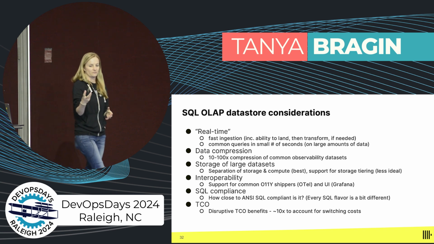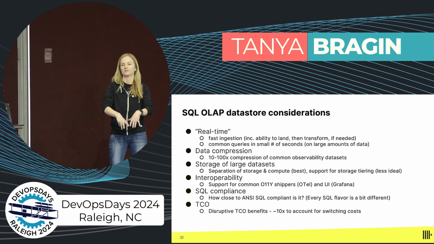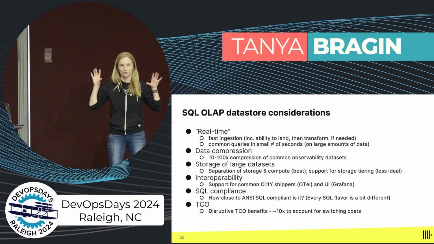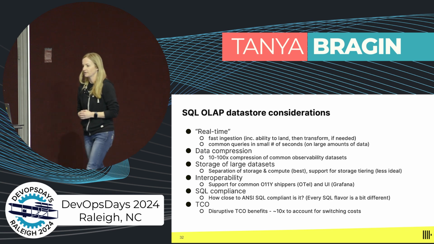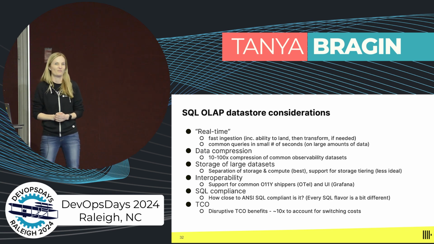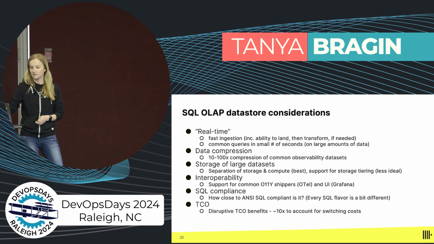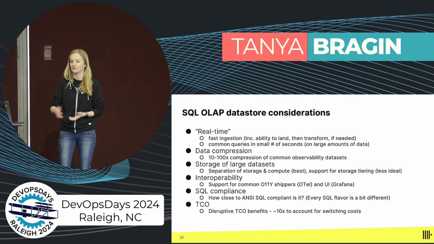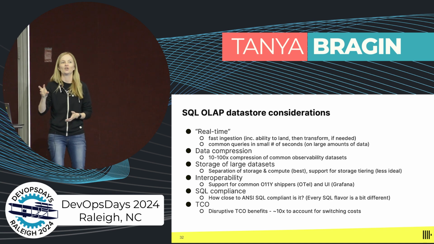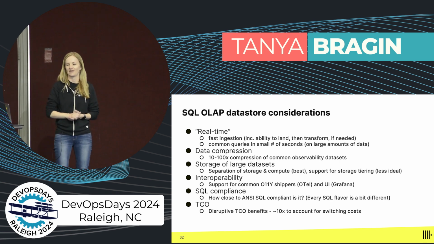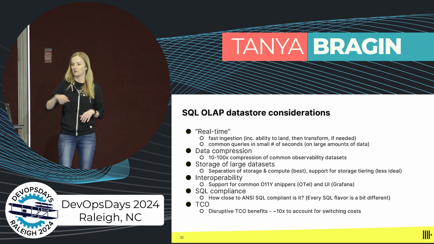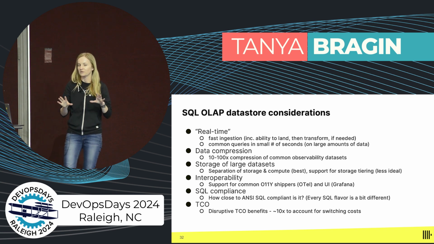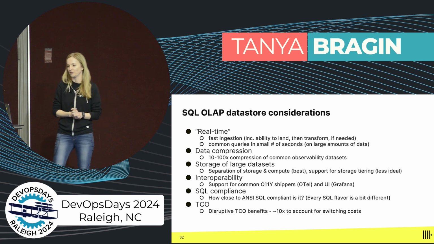Interoperability. How easy is it for you to take this data store and just put it in your existing architecture? Do the other pieces just continue to work? That's, again, also part of your migration costs. SQL compliance. The reason I put it here is, of course, GenAI and copilots. The truth is, no data store is 100% ANSI SQL standard compliant. They're all a little bit different. There's a Postgres variant of SQL. There's MySQL. So everything is a little bit different. How close do you get is really the question.